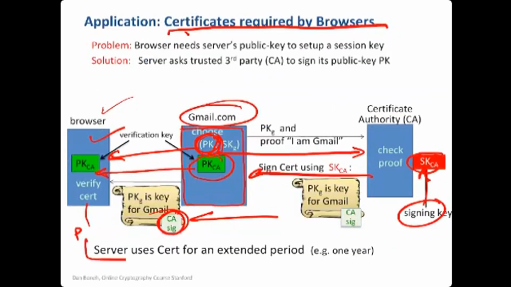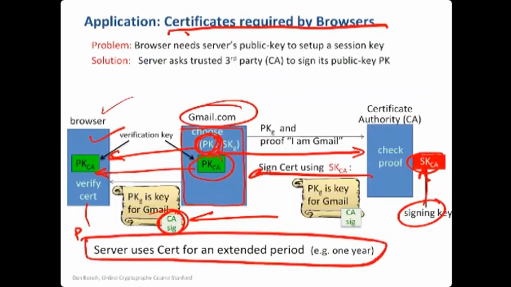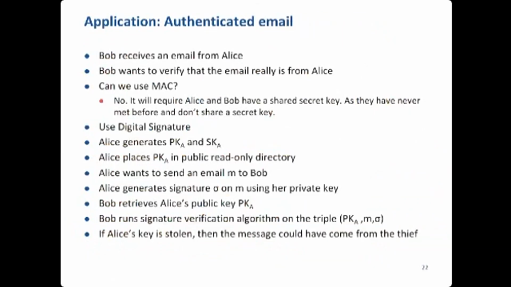Now, this is the answer to the question I've asked. The server uses a certificate for an extended period, say, for example, for 1 year. So these certificates are generally available for a longer period. So when your client browser is communicating with Gmail, Gmail's public key certificate is available in the browser for 1 year.